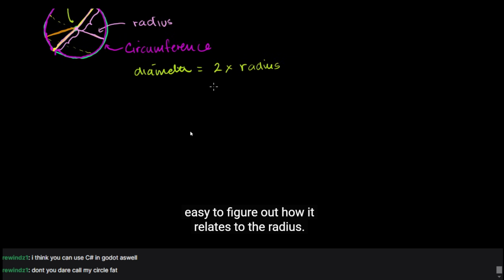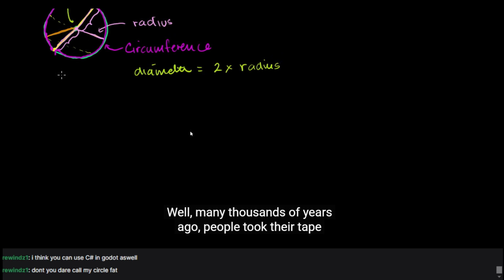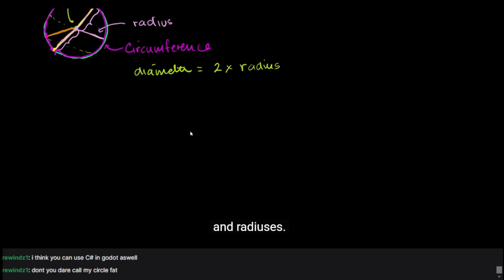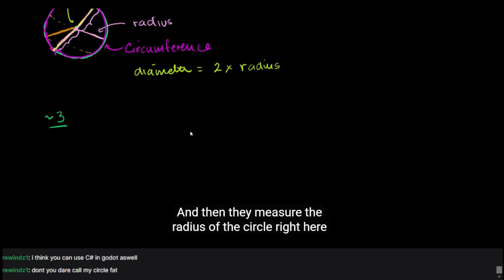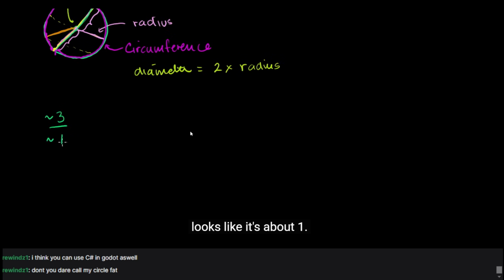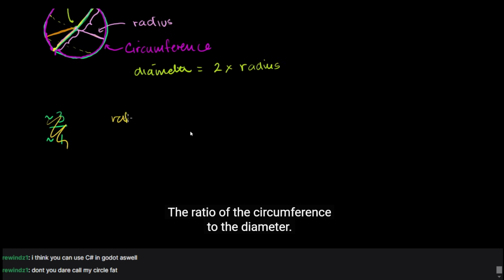Well, many thousands of years ago, people took their tape measures out and they kept measuring circumferences and radiuses. And let's say when their tape measures weren't so good, they measured the circumference of the circle and got about 3. And then they measured the diameter of that circle, and they say, well, the diameter looks like it's about 1. So let me write this down. We're worried about the ratio. Let me write it like this: the ratio of the circumference to the diameter.